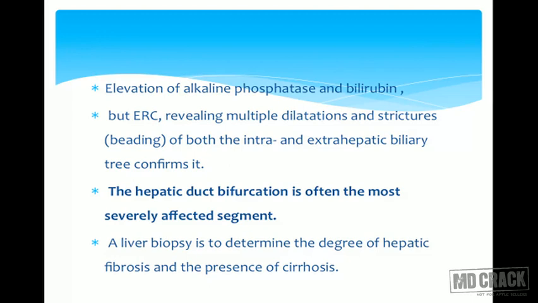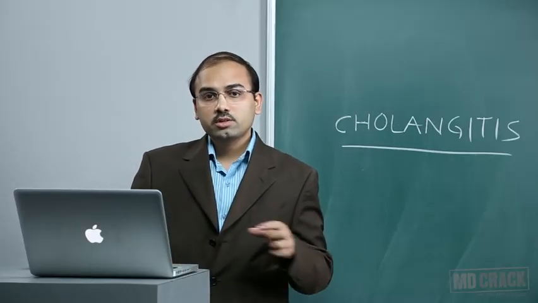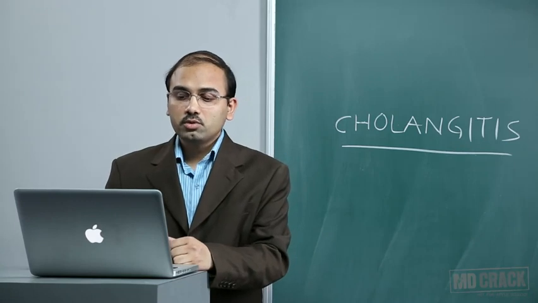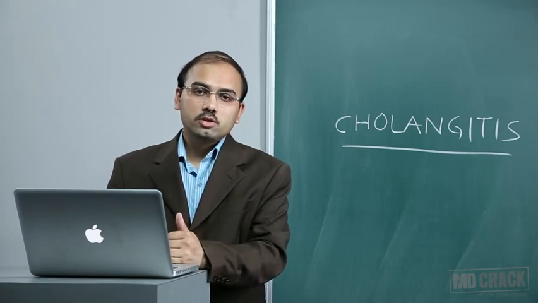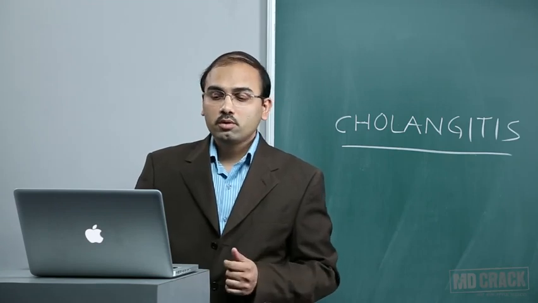During endoscopic retrograde cholangiography, it may reveal multiple dilatations and strictures along with beading of both the intra and extrahepatic biliary tree. So confirmation is seen on endoscopic retrograde cholangiopancreatography. The hepatic duct bifurcation is often the most severely affected segment. So if you are asked which of the following sentences are true, you may be given various sentences. The hepatic duct bifurcation is the most severely affected segment. It may be one of the options along with some non-specific sentences. So there can be various permutation combinations of questions on primary sclerosing cholangitis.